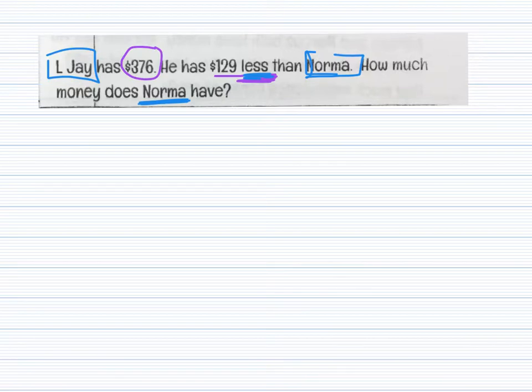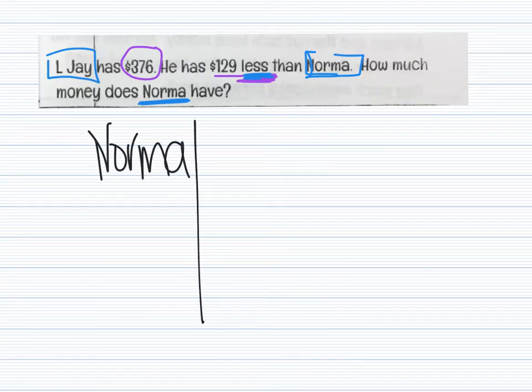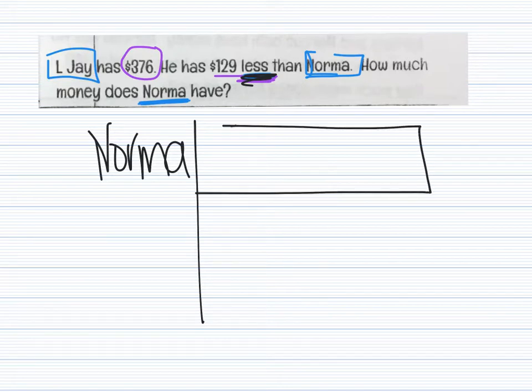You're absolutely right. Norma would be my larger quantity. And we know that because it says LJ has $129 less than Norma, which means he's got less money. So Norma is my larger quantity. LJ would be my smaller quantity, and it tells me what LJ has. It says it right here.